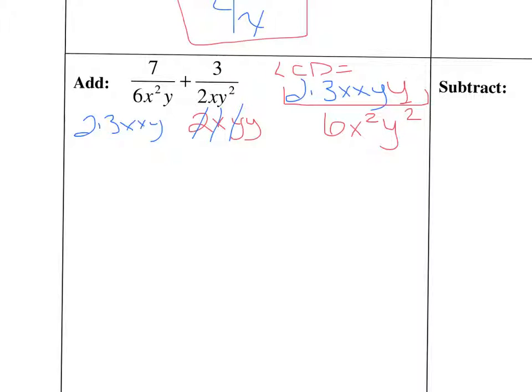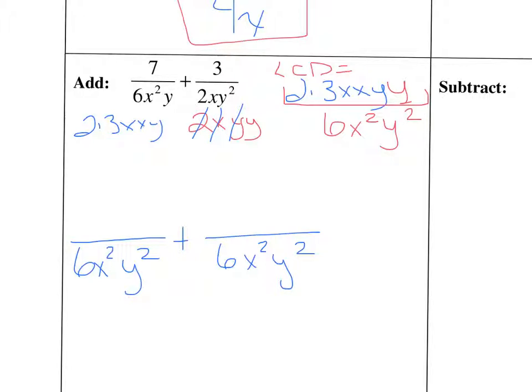So 6x squared, y squared. All right, when I look from this fraction down to its new denominator, what's missing between these two denominators to get from here to here? The only thing different is there's an extra y. So I need to multiply that 7 times the extra y, and that will give me 7y.